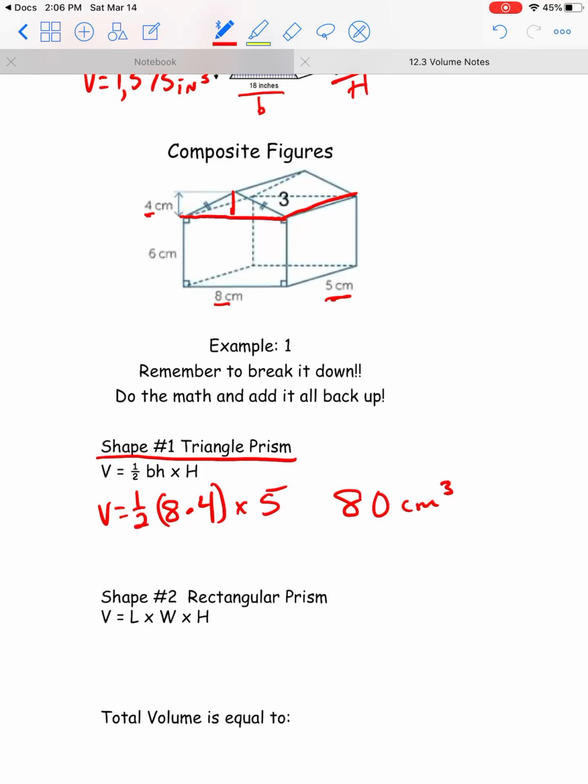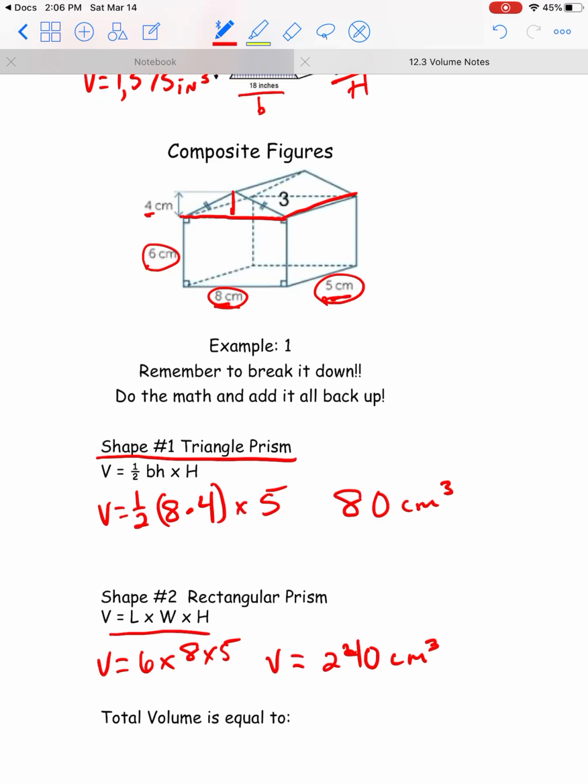Now, we're not done yet. We've got a rectangle prism. The formula for the rectangle prism is length times width times height. I've got a 6, I got an 8, I got a 5. So V equals 6 times 8 times 5. Well, 8 times 5 is 40, times 6, 240. So your volume is going to equal 240 centimeters cubed.